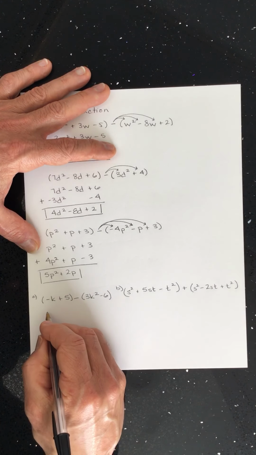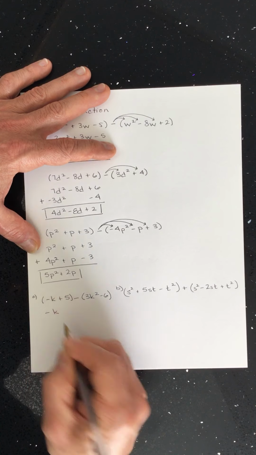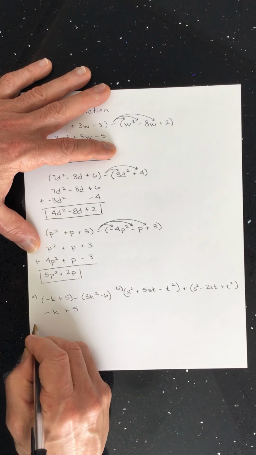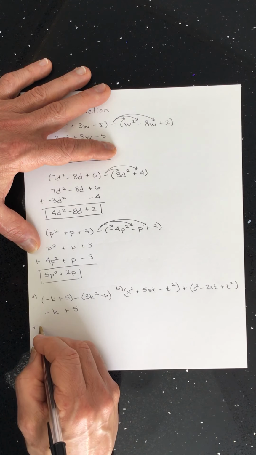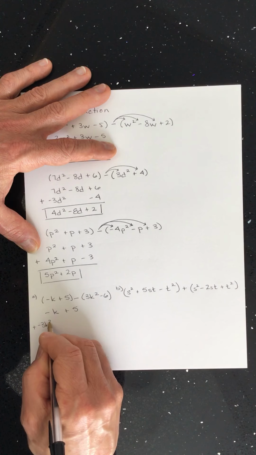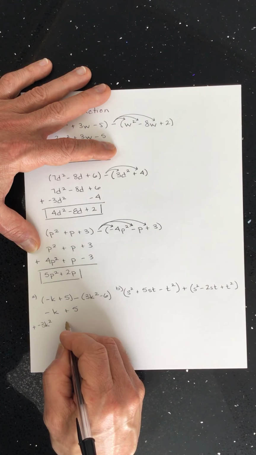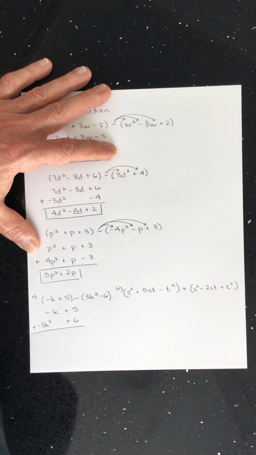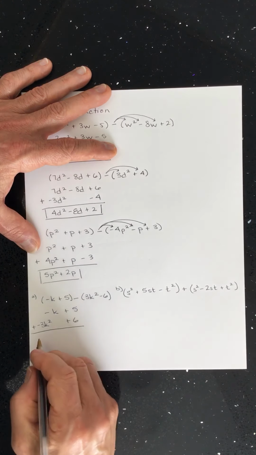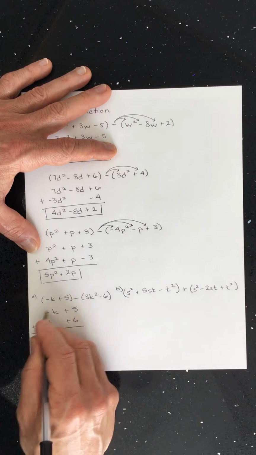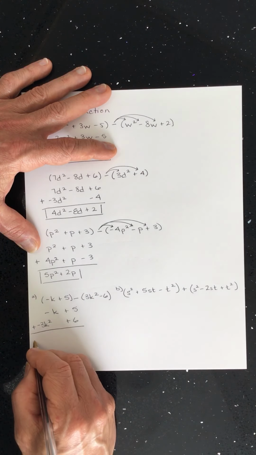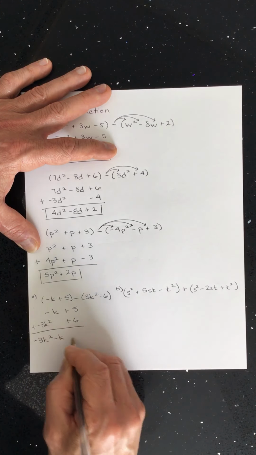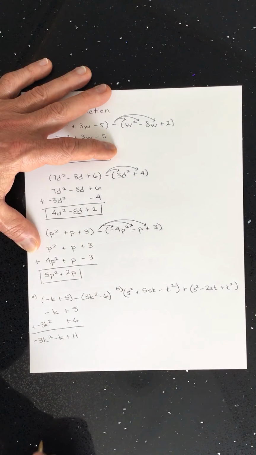So here we go. I have negative k plus 5 plus negative 3k squared plus 6. And so this is going to turn out to be, I should have gave myself a little bit more space with this, sorry. This should be negative 3k squared minus k plus 11.